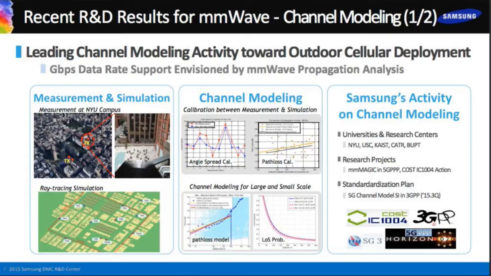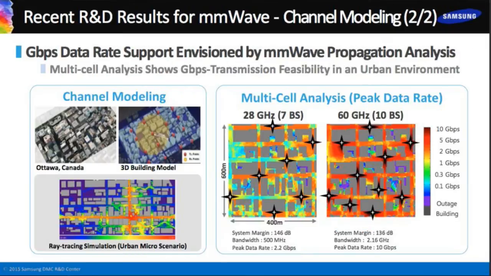So using this calibration, we cannot possibly measure the entire city, right? It's not possible. So we select a reasonable number of spots and do the calibration between the measurement and the simulation. Once we have some confidence in the model, we apply this model to larger blocks. So for example, this is the ray tracing simulation result for 28 gigahertz, and this is for 60 gigahertz. As you can see, of course, they have different conditions.